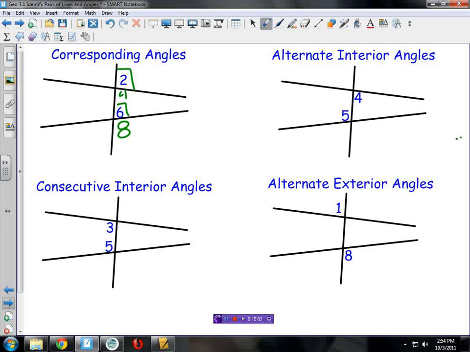Over here we have alternate interior angles. If we look, these angles are on the inside of those two lines, right?